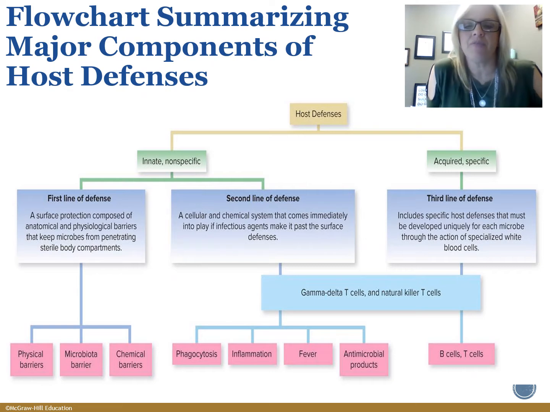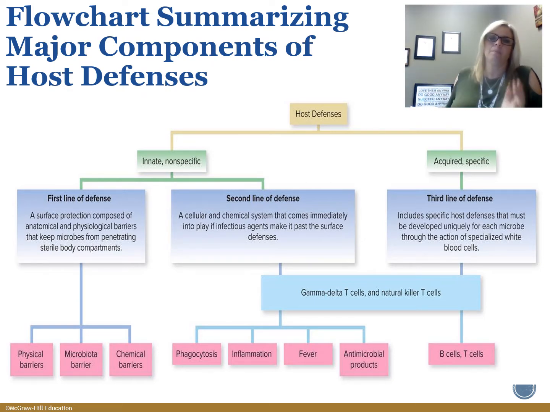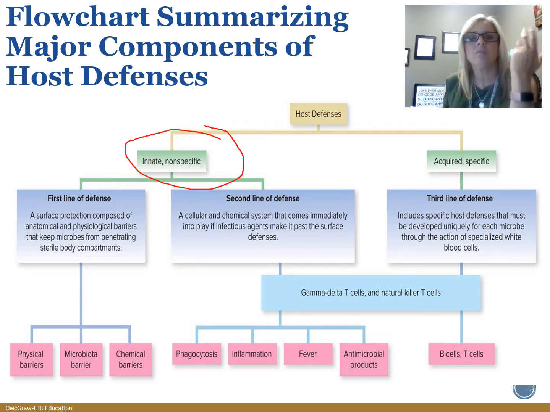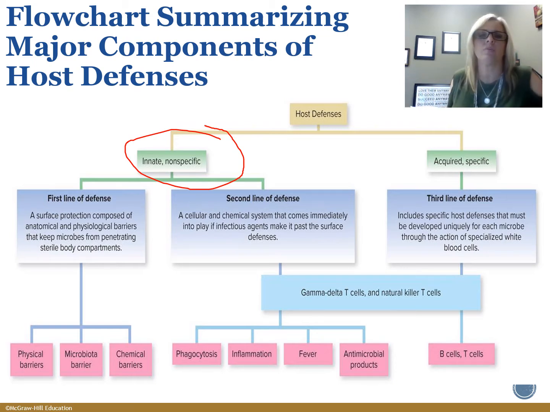All right, so here's that flow chart I was telling you about. I'm going to give you a lot of information here, and then we're going to come back to this, okay? So, like I said, our defenses are classified into one of 2 general categories. We have our innate abilities. You're born with something, it's innate. These are our non-specific, so they're kind of broad spectrum, meaning they fight many different types of pathogens, not something in particular, okay? So these you're born with, all right?